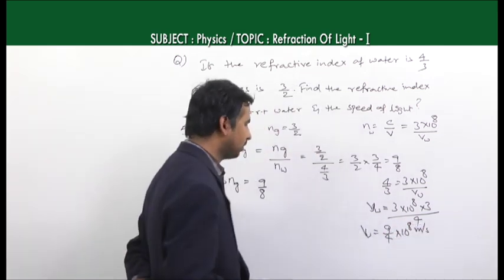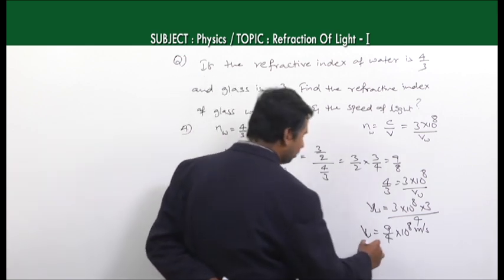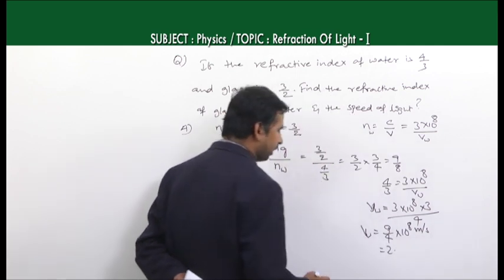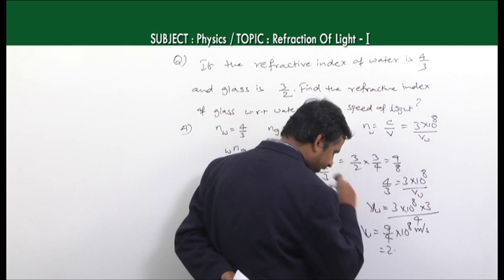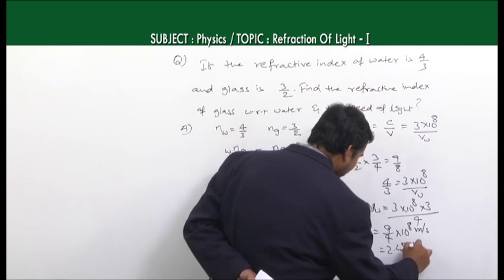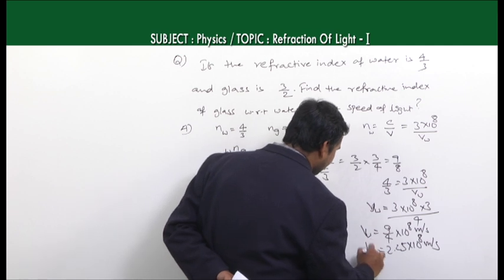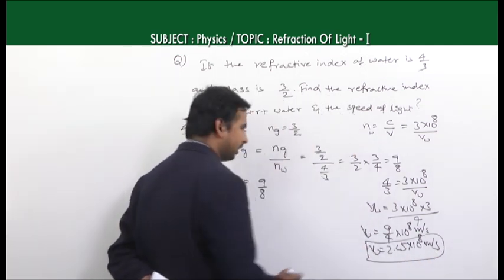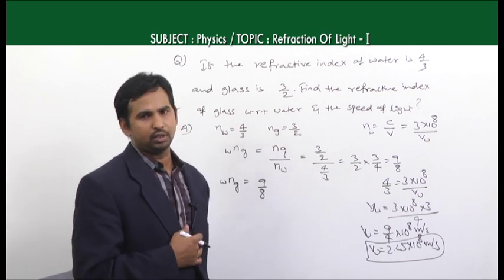Whereas that velocity of water is nothing but 2.25 into 10^8 meter per second. This is the velocity in water you are getting, which is 2.25 into 10^8 meter per second.